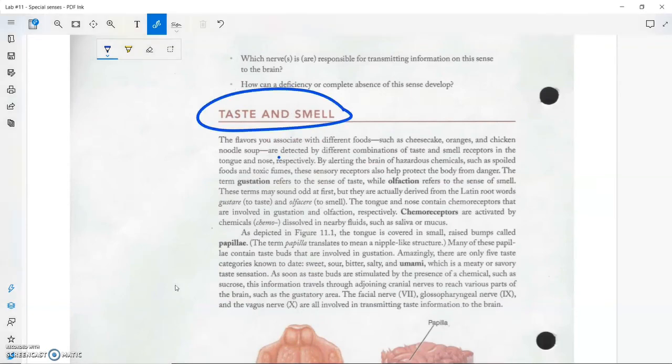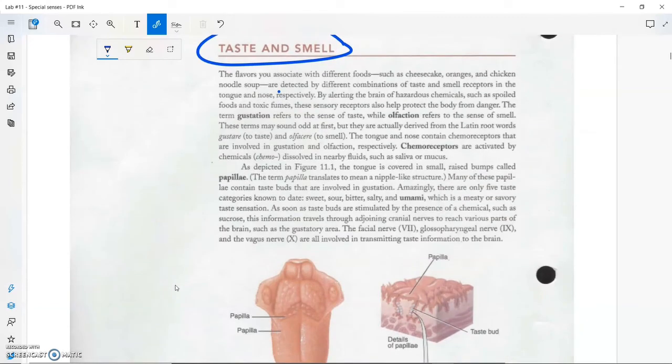We'll look at these two together because they are inextricably linked. The scientific term for sense of taste is gustation. The scientific term for smell is olfaction. In both cases, chemoreceptors sense chemicals that are dissolved in mucus in the nose for olfaction or saliva in the mouth for gustation.